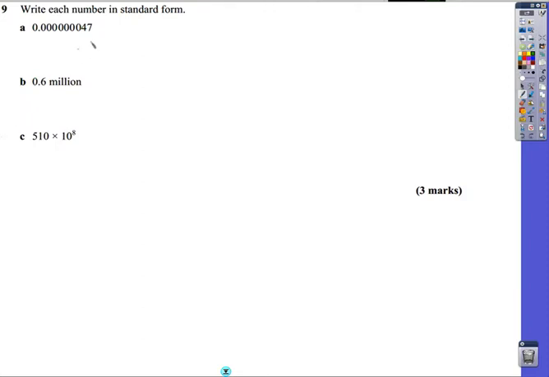Okay, question 9, write each of these in standard form. I saw no problems with this. The only problem was question 9b, and we're going to reach that to make sure we understand what this really means. I think it was just the million that puts some of you off.